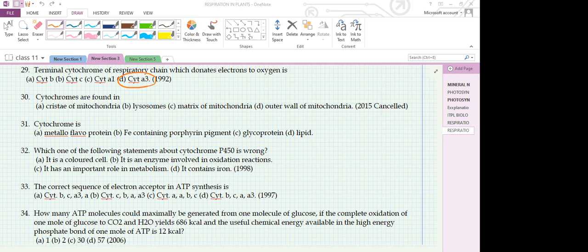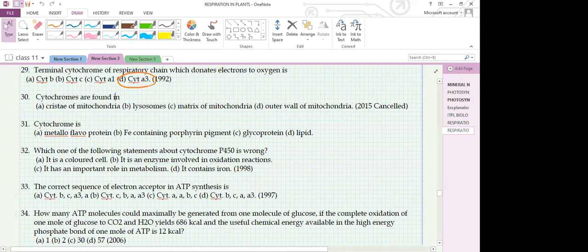Next. Quickly read the questions. Cytochrome is: iron containing porphyrin, metalloflavoprotein, or glycoprotein. What's your answer? Cytochrome is an iron containing porphyrin. Cytochromes have a porphyrin ring. Correct. So iron and or copper porphyrin.